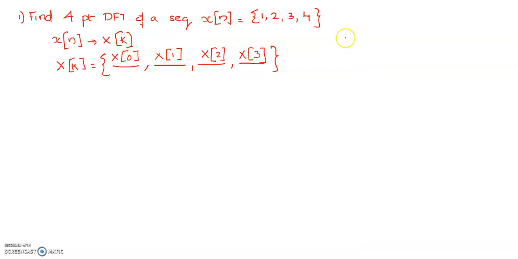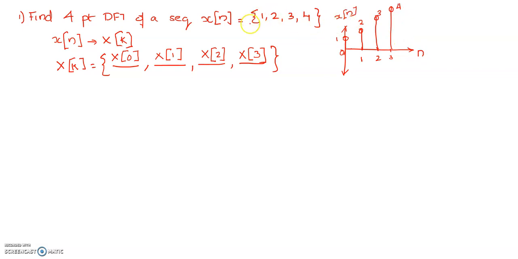For example, suppose we draw the graph for x of n. You know that this is the question given to you. X of n is 1, 2, 3, 4. So otherwise, if not hinted, you can assume that your signal samples start from position 0. So at the 0th position you have the sample 1. At the first position you have the sample 2. At the second position you have the sample 3. And at the third position you have the sample 4. So this is the assumption that can be made regarding the signal x of n.